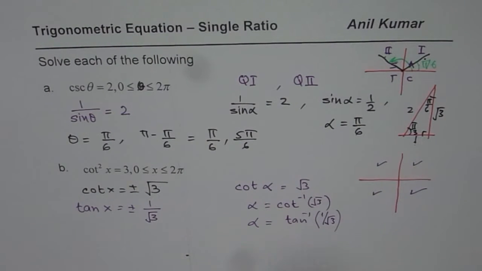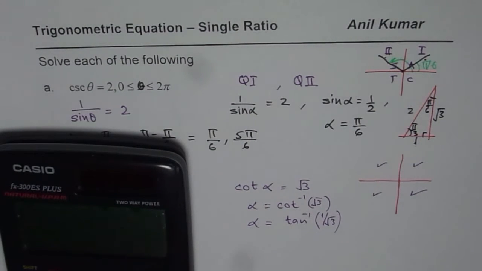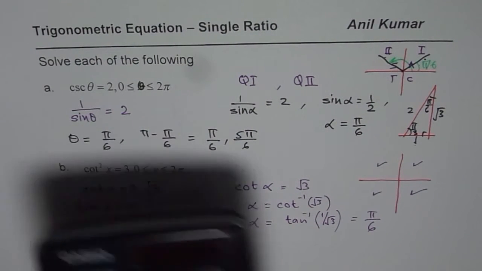I have purposely gone through these steps because I have seen at times we get stuck. When we reach the calculator, we don't find cotangent, we find only tan. So let's do shift inverse of tan, and write 1 divided by square root of 3, then close this bracket and find the answer. So we get this answer as pi by 6, correct? So that is our answer.